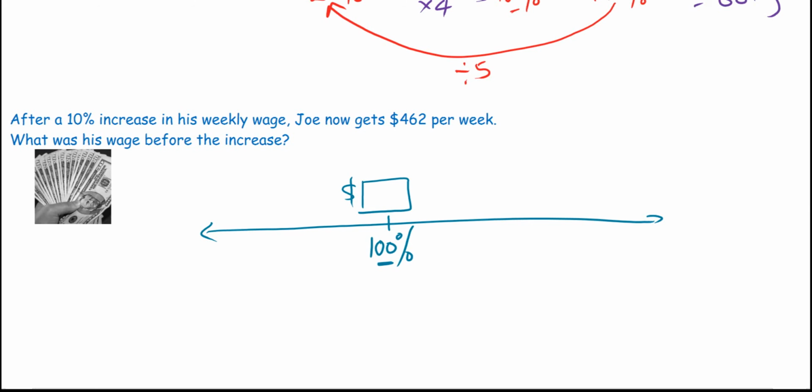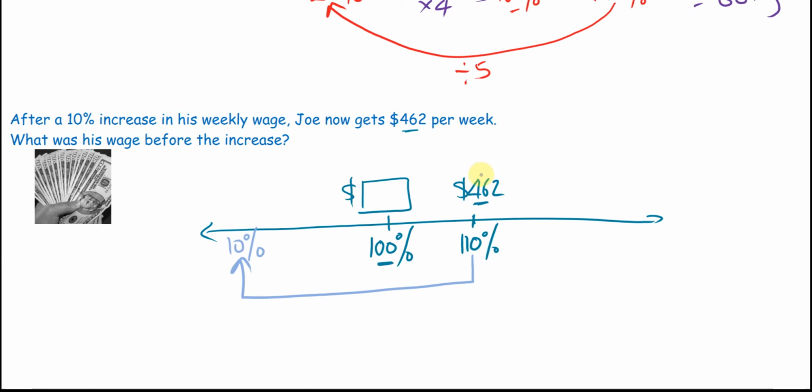He had a 10% increase, which means we're looking at 110% of his original wage, which we now know is 462. So $462 per week is his new wage, and that amount was after he got a 10% increase. So let's manipulate these numbers a wee bit. We've got 110%. I can divide that by 11. If I divide that by 11, I will get 10%.